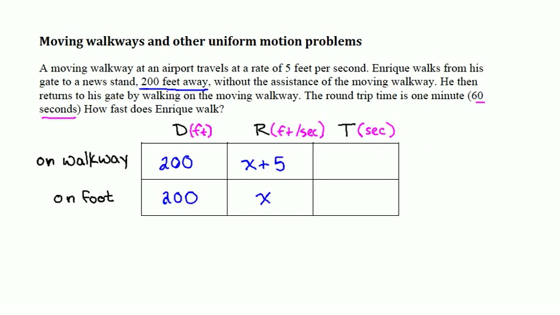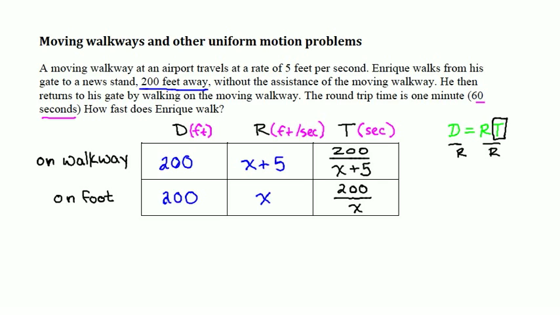Now we are going to fill in the remaining column here, which is time, using distance equals rate times time. But again, we're solving this for t. Since time is the last column to be filled in here, I can see that to solve this relationship for t, I would have to divide distance by rate, and therefore I am going to make a ratio out of these two quantities. 200 divided by x plus 5 is the time in seconds on the moving walkway, and 200 divided by x is the time in seconds off the moving walkway, just walking on the floor.